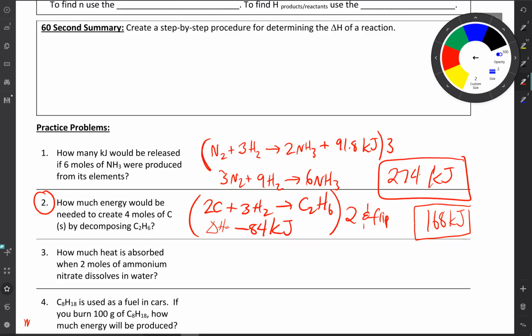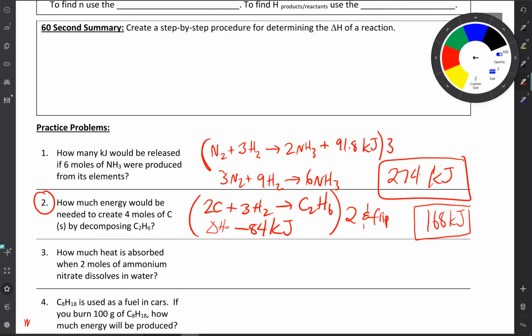Okay, for question number 2, I've already gone ahead and solved it. If you look on table I, you can find the reaction 2 carbon plus 3 hydrogen yields C2H6, and the delta H value for that of negative 84 kilojoules. What we're trying to figure out is how much energy would be needed to create 4 moles of carbon by decomposing. So I have 2 moles of carbon in my equation.